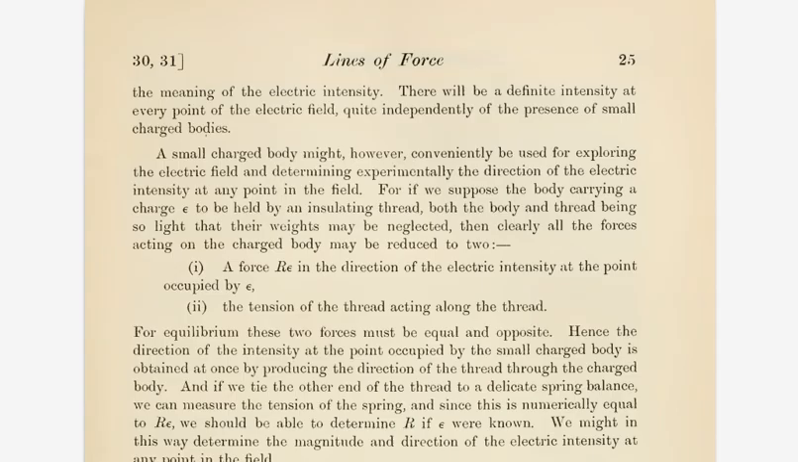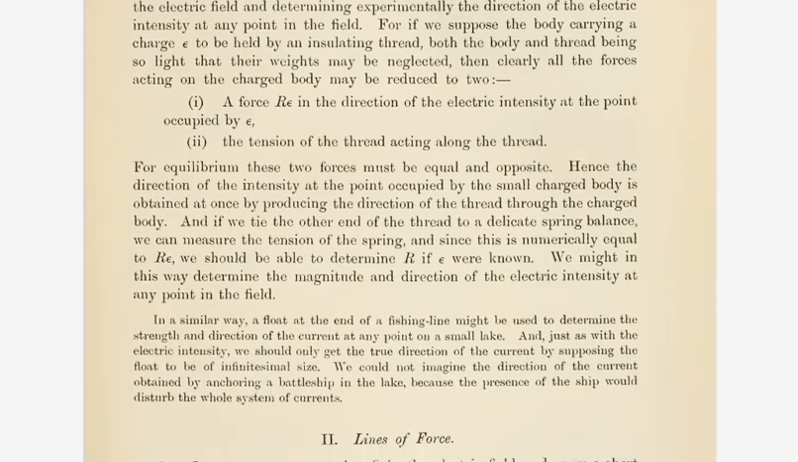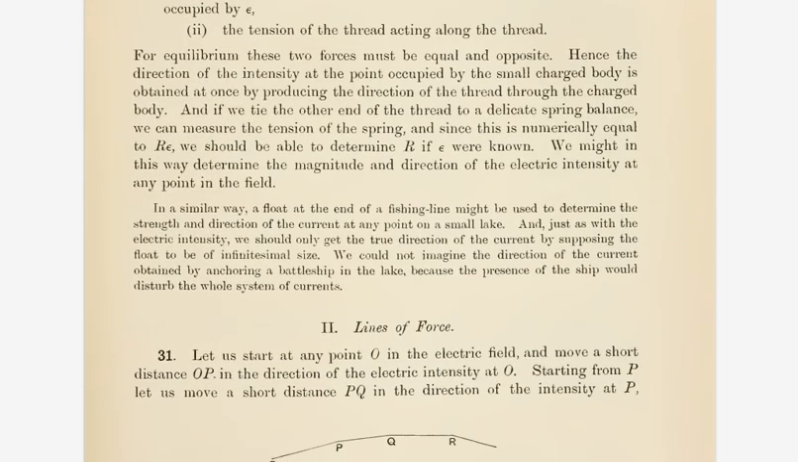For if we suppose the body carrying a charge epsilon to be held by an insulating thread, both the body and thread being so light that their weights may be neglected, then clearly all the forces acting on the charged body may be reduced to two. A force R epsilon in the direction of the electric intensity at the point occupied by epsilon. The tension of the thread acting along the thread. For equilibrium, these two forces must be equal and opposite.